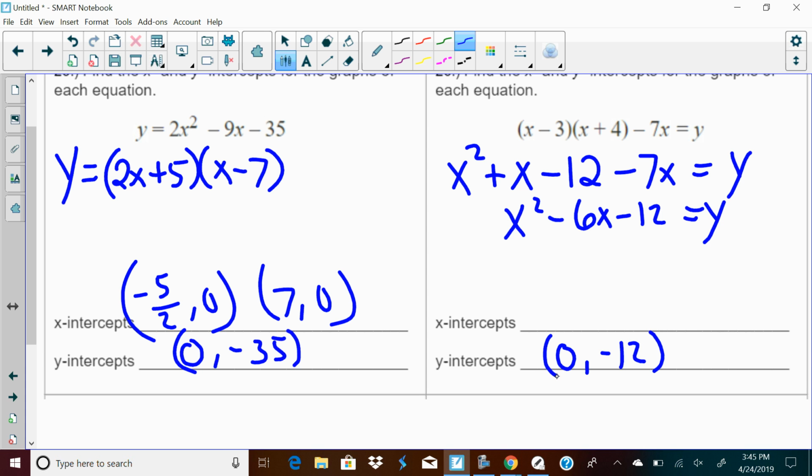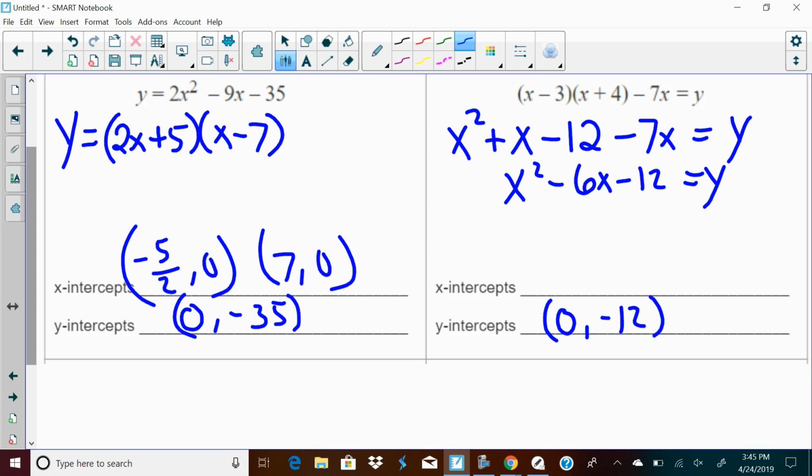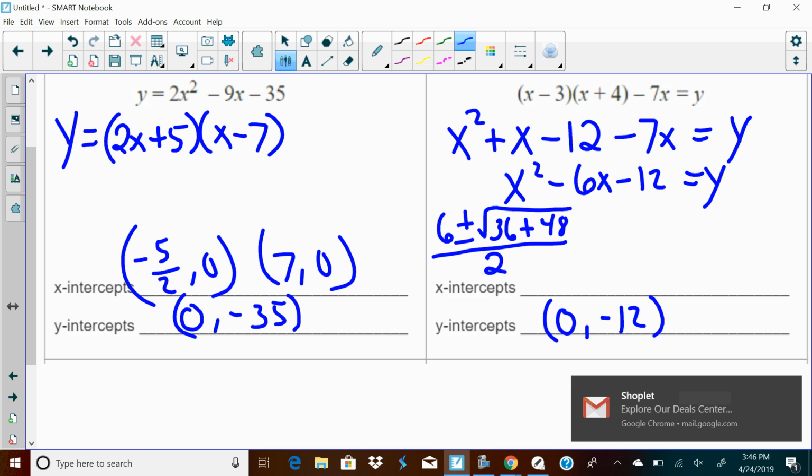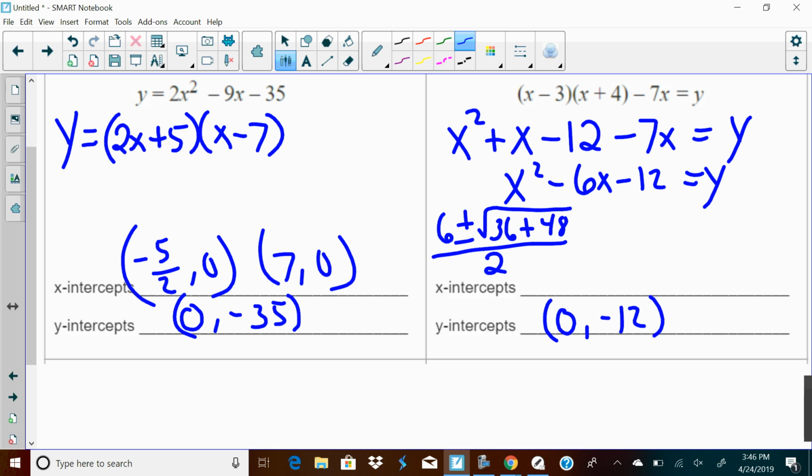I tried to factor that and it didn't work, so I know I have to use the quadratic formula. I get 6 plus or minus the square root of 36 plus 48, because it's a negative 12, all over 2. So then I end up with 6 plus or minus the square root of 84 over 2, and I can just leave it like that. My answers will be (6 plus or minus the square root of 84 over 2, 0), and I actually have 2 of them.